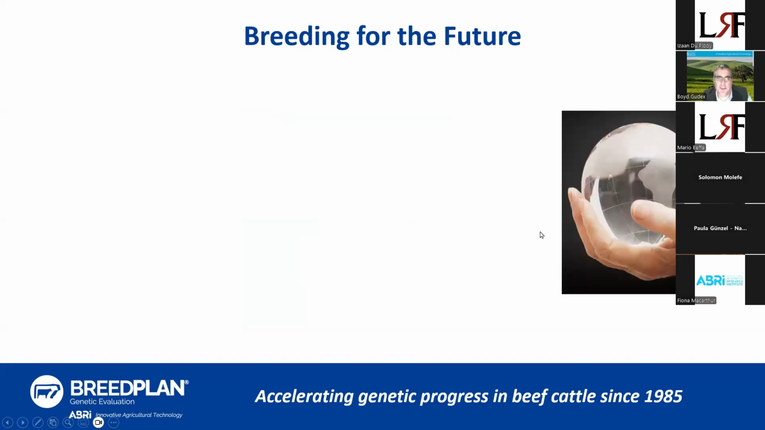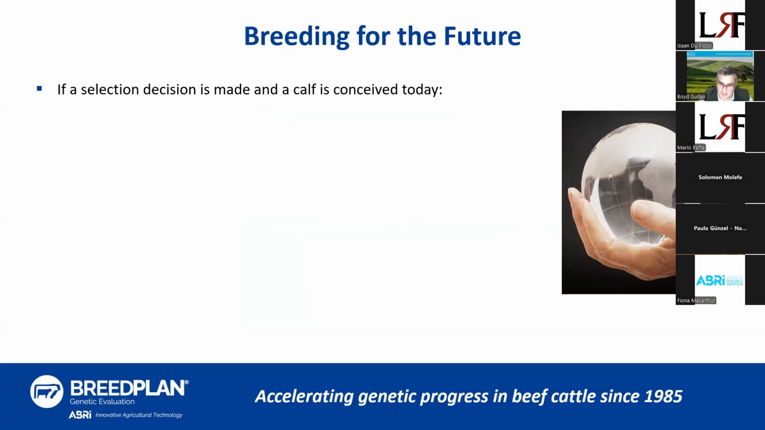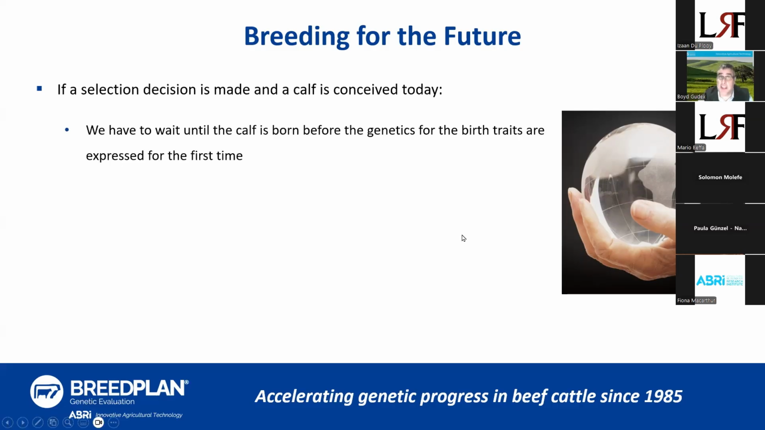Another key thing about selection indexes is we really need to breed for the future. So if a selection decision is made and a calf is conceived today, so we make a selection decision today using a selection index, and we go out and we load the AI pipette and inseminate a cow, the calf is conceived today. We have to wait until that calf is born before we first get to see the genetics for the birth traits. So it's the first time those genetics are actually expressed. So we've had to wait 280 odd days before they're expressed for the first time.